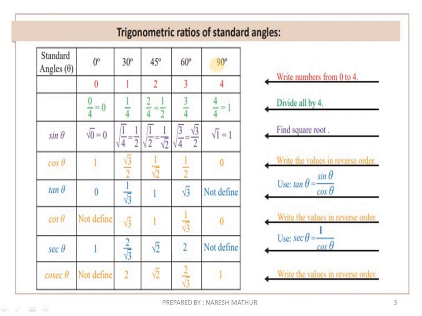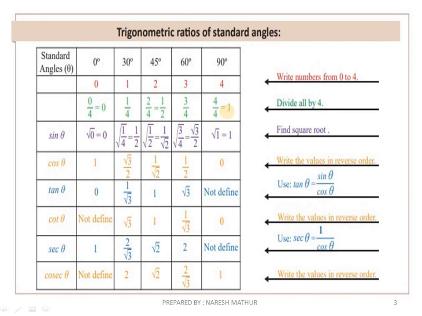Alright, we just need to find all the values of sine theta, and by the values of sine theta we'll find all the values of the remaining trigonometric ratios. How? Let's see. For the value of sine theta, just write numbers from 0 to 4: 0, 1, 2, 3 and 4. Then all the numbers will be divided by 4: 0 by 4, 1 by 4, 2 by 4, 3 by 4 and 4 by 4.